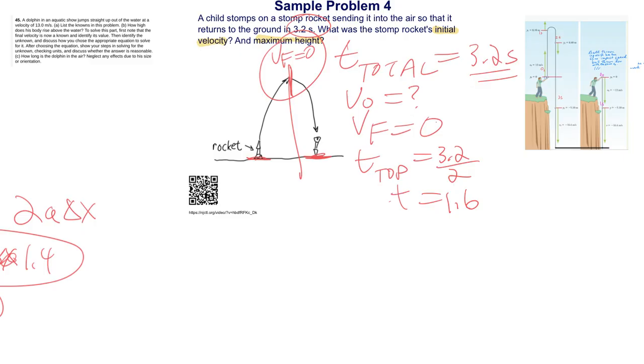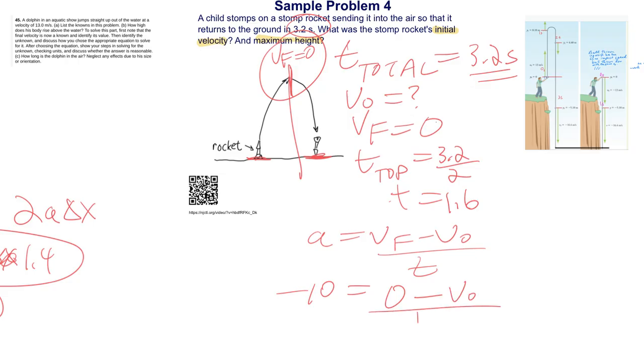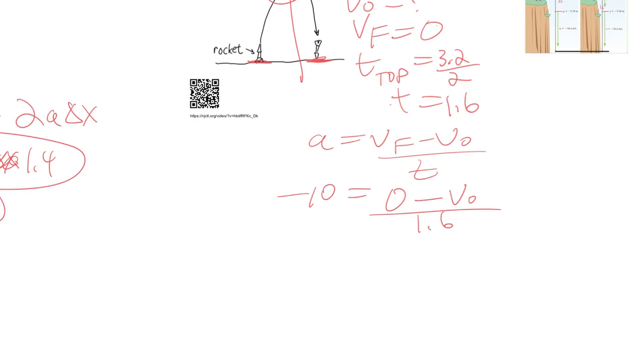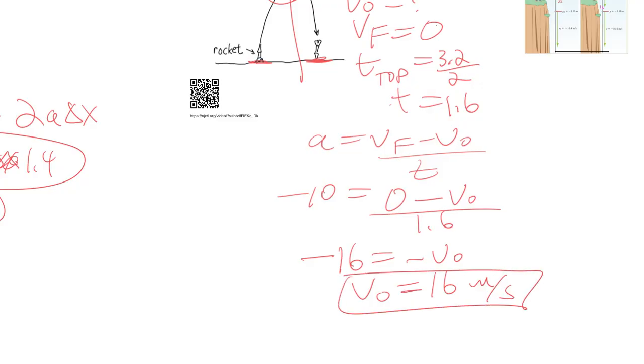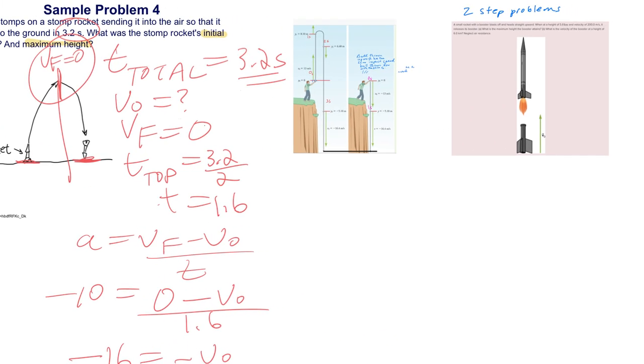Okay, so now it's easy. Acceleration equals Vf minus Vo over t. -10, acceleration due to gravity, equals 0 minus Vo, which I'm looking for, over 1.6. So cross multiply, so I get -16 equals 0 minus Vo. So Vo equals 16 meters per second. So very important kind of problem.